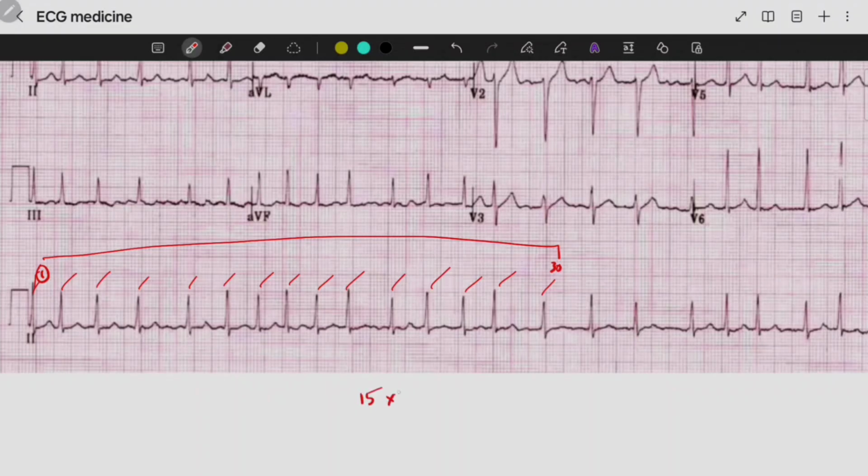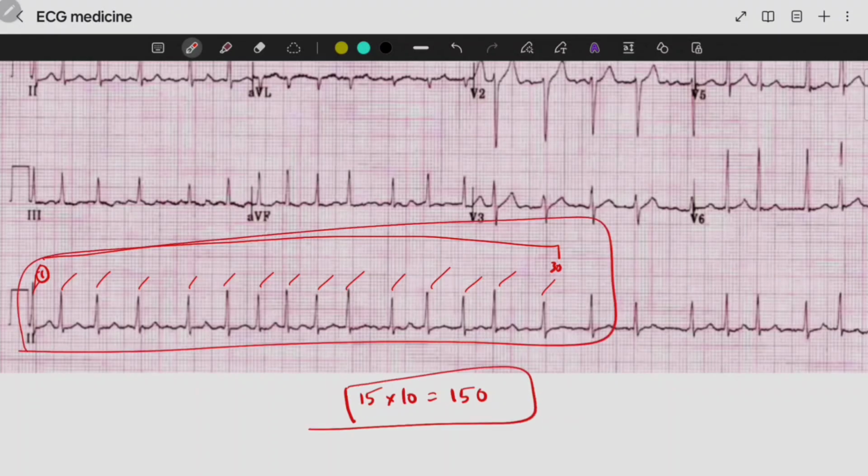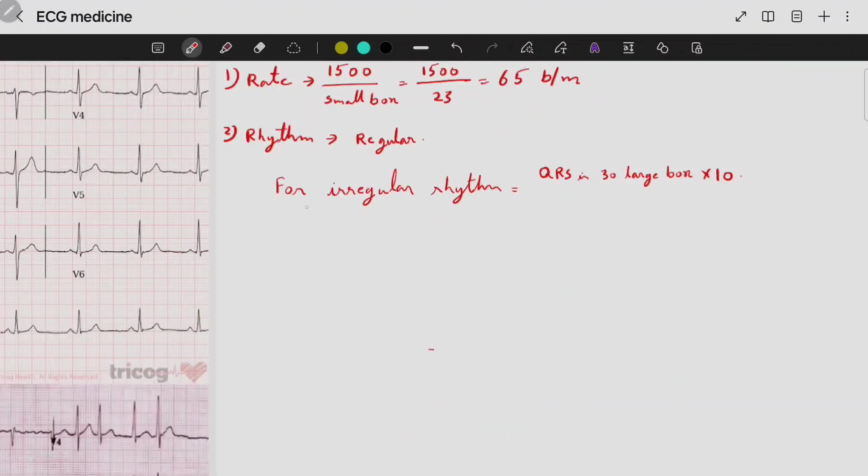Next, simply multiply by 10, which means 150. So the heart rate in this irregular ECG is 150 beats per minute. So it is obviously tachycardia. It is the trick that for an irregular rhythm, you count the QRS complexes in 30 large boxes and multiply by 10. The logic here is that in 30 large boxes, there are 6 seconds. So it is also called the 6-second rule.